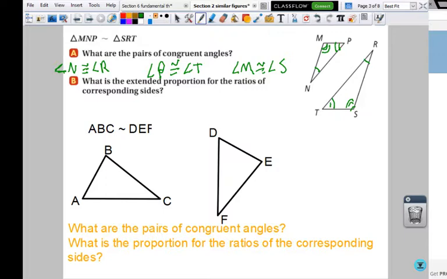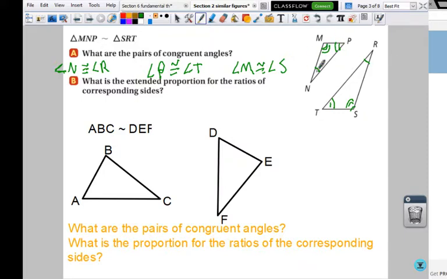And we are also going to make the extended proportion for the ratios of the corresponding sides. All that means is we're going to list the top over top equals bottom over bottom equals right over right. But on this one, they're all a little different, right? So what I'm going to do is list small over small. It's going to equal middle over middle, and then it's going to equal the big over big.